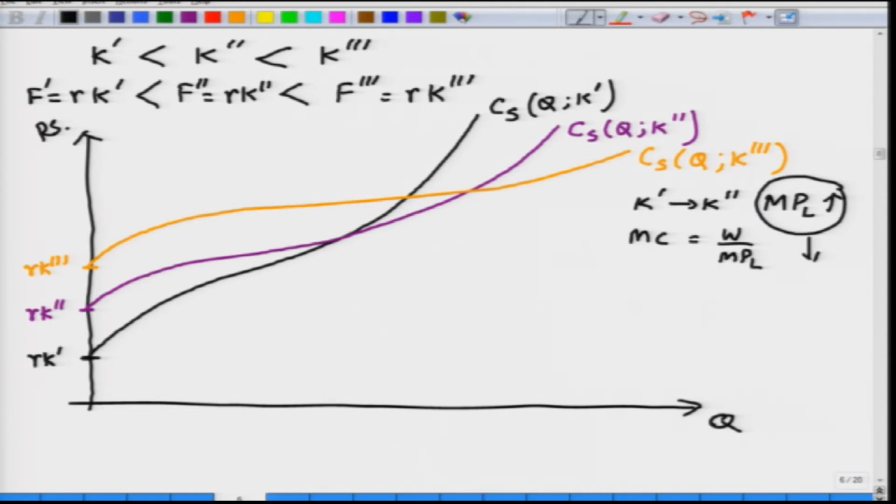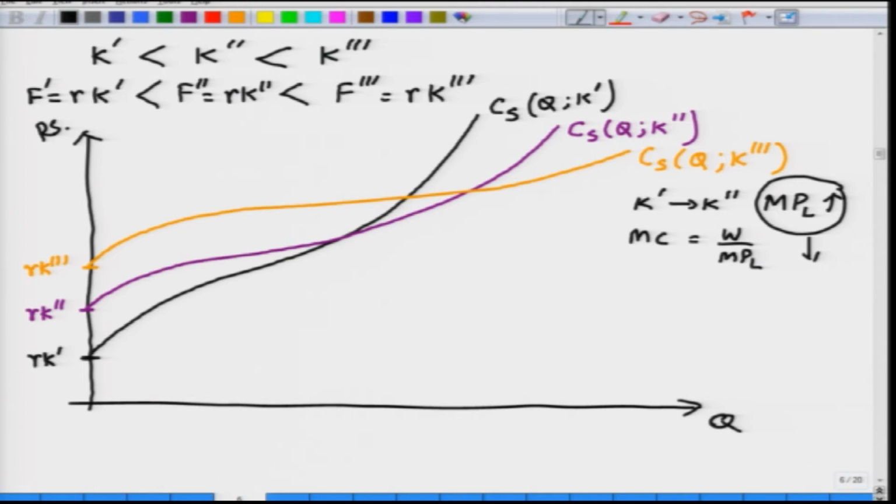And what is the marginal cost? The marginal cost is the slope of my short run cost curve. So, the cost curve associated with a level of capital k double prime is a lot flatter than the cost curve where the level of capital is k prime. And when I move from k double prime to k triple prime, the marginal product of labor is increasing even more, so the cost curve is a lot flatter than the one corresponding to the level of capital k double prime. So, we have three different short run cost curves.